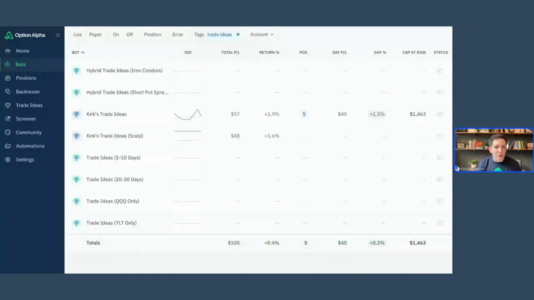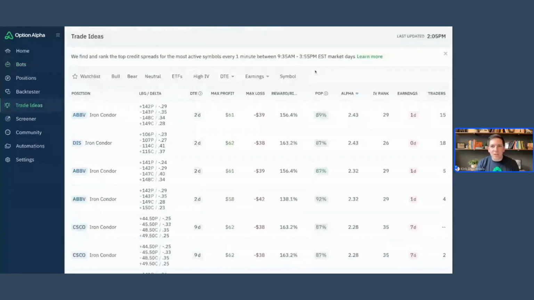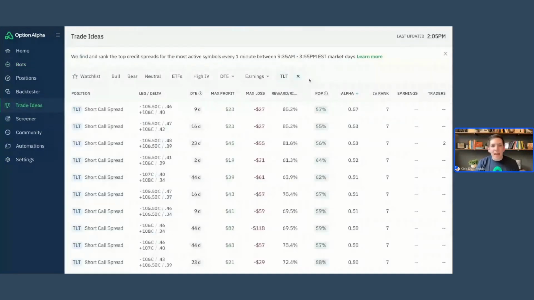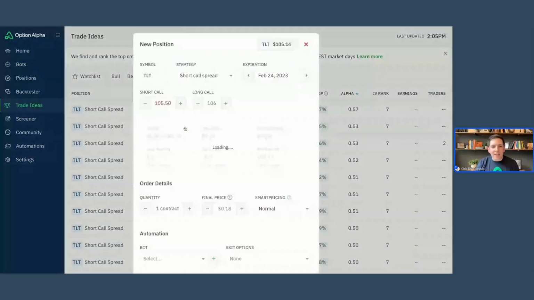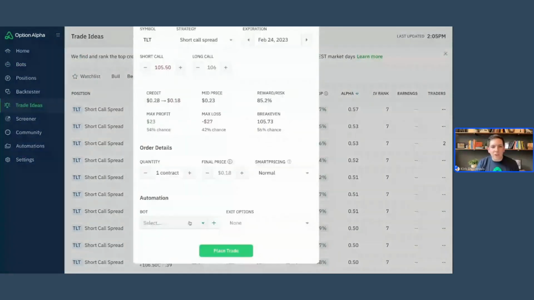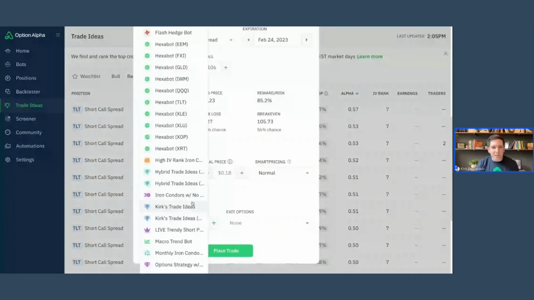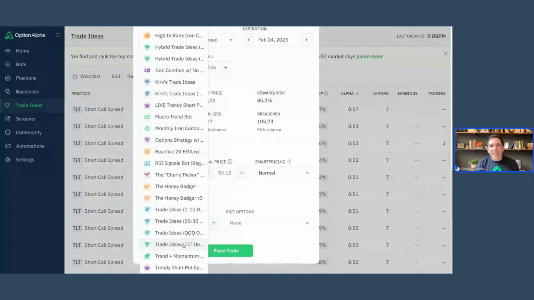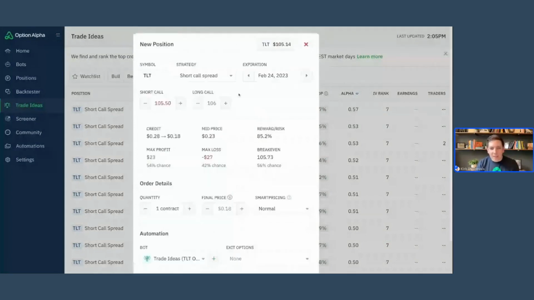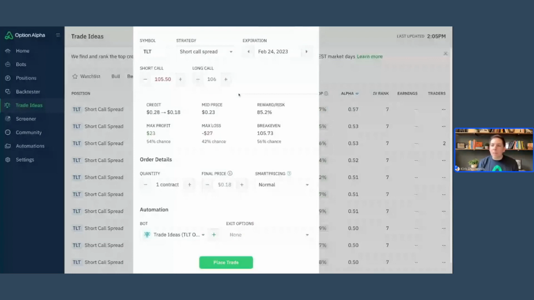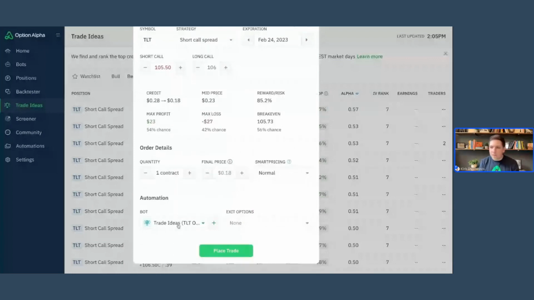So if I have a bot called only TLT, then when I go to Trade Ideas and I find a TLT position, I'll just click on a position like this, then what I do down here when I select the bot is I go down to Trade Ideas for only TLT. Do you guys see that? So that this TLT position lives in that TLT bot. And now my life is organized and things are in sequence.